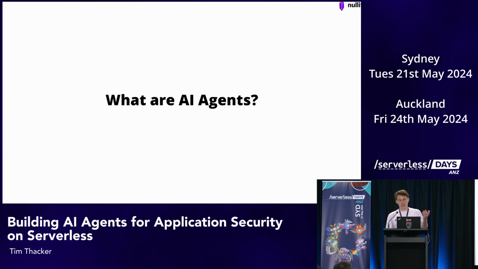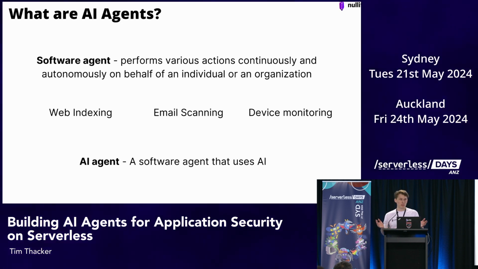So what are AI agents? You may be familiar with existing software agents that you probably use day to day, like web indexing agents, like Google's web indexer crawling the internet, indexing it, providing a database for Google search. In your corporate systems, you may have email scanning agents that are looking for spam or phishing attacks, and filtering those out or alerting you about them.